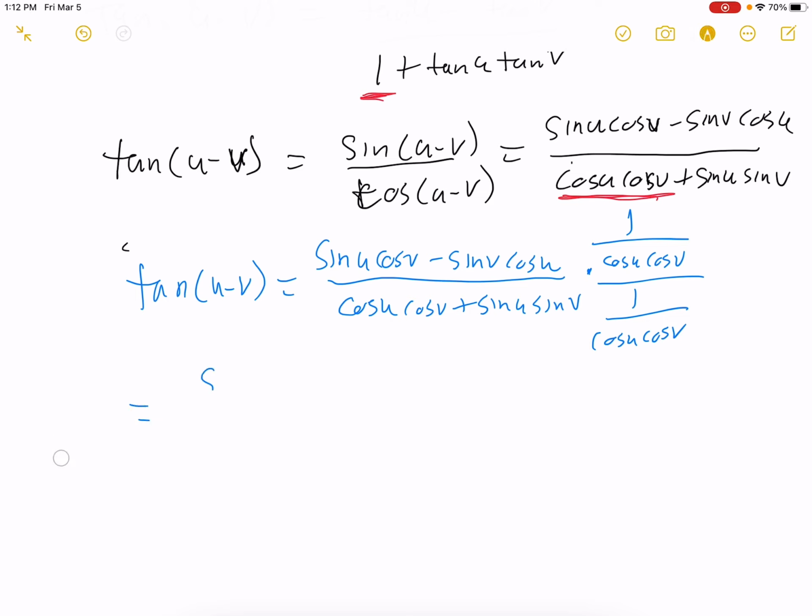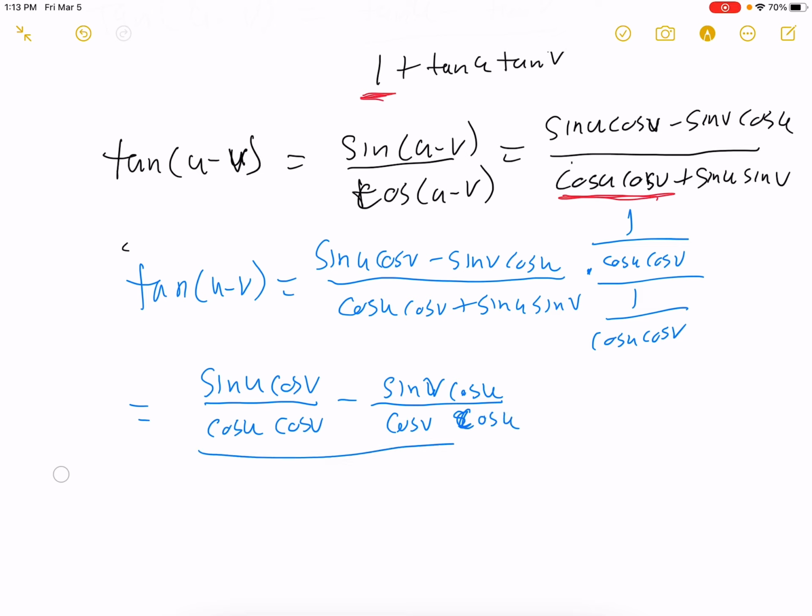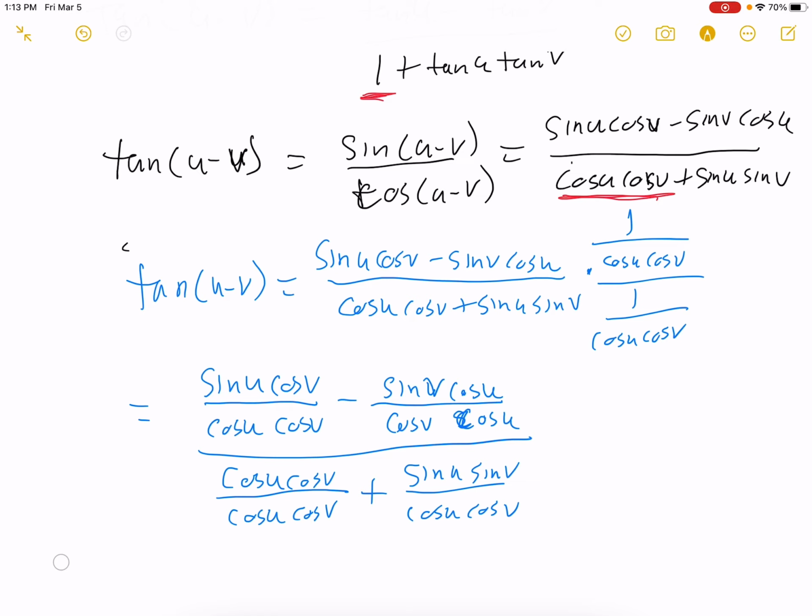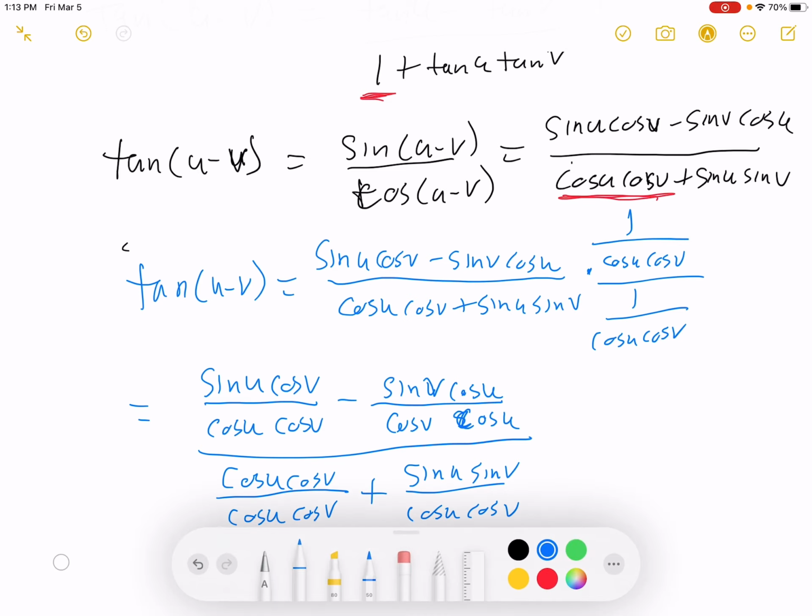It's going to be equal to sine of u cosine of v over cosine of u cosine of v minus sine of v cosine of u over, and you mind if I change the order because multiplication's commutative, it doesn't matter, cosine of v cosine of u over cosine of u cosine of v over cosine of u cosine of v plus sine of u sine of v over cosine of u cosine of v. So having it written like that, we can look at this and start canceling things out and realize that tangent is sine over cosine.